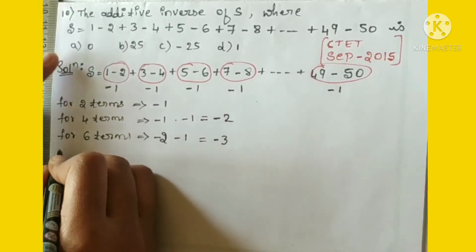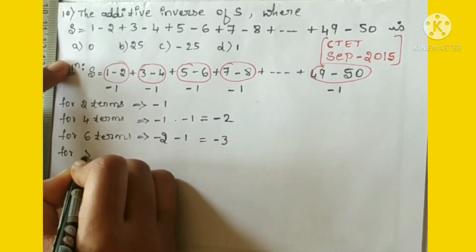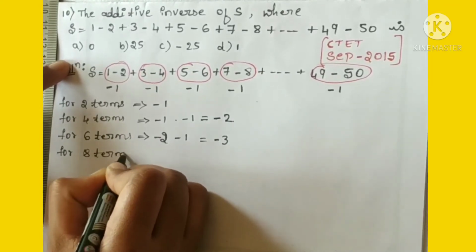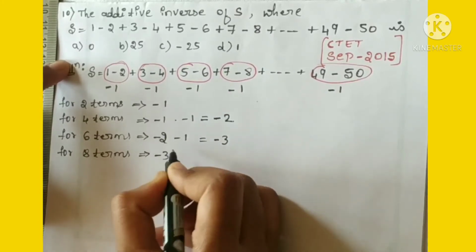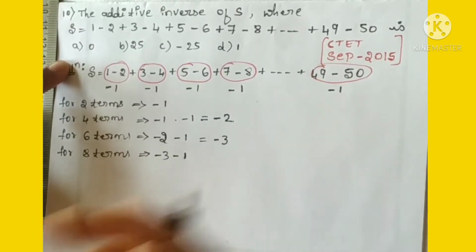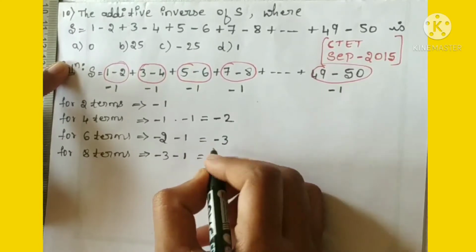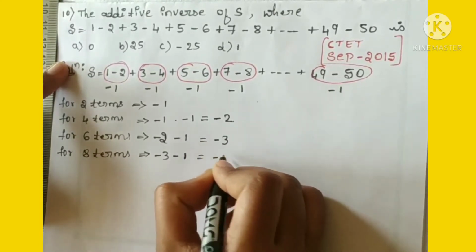Now for 8 terms. 8 terms means minus 3 minus 1, which is equal to minus 4.